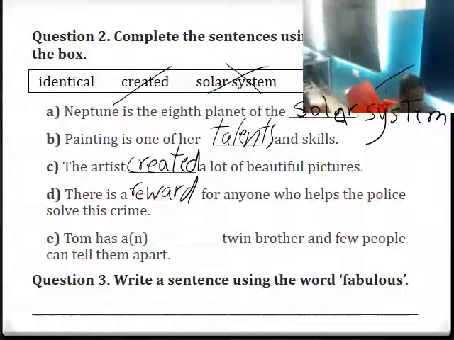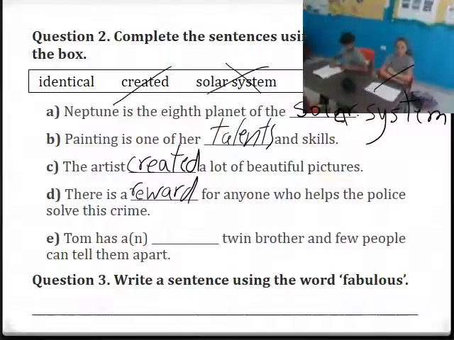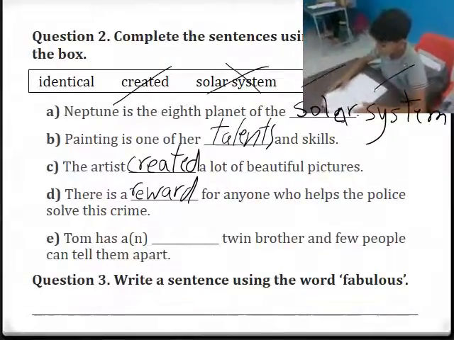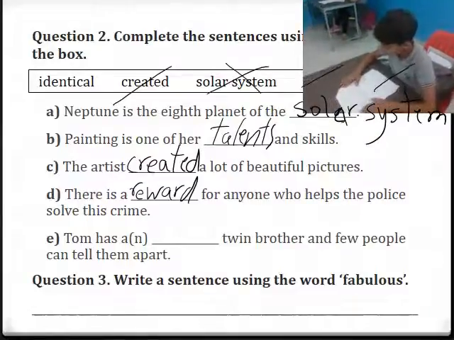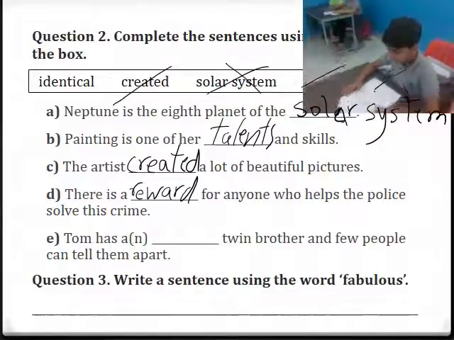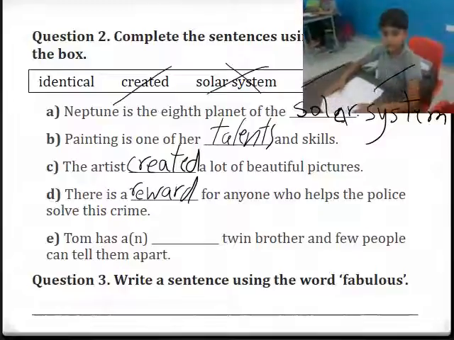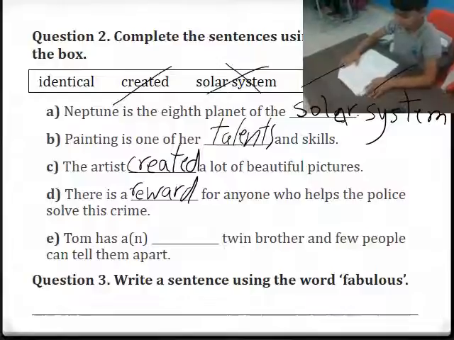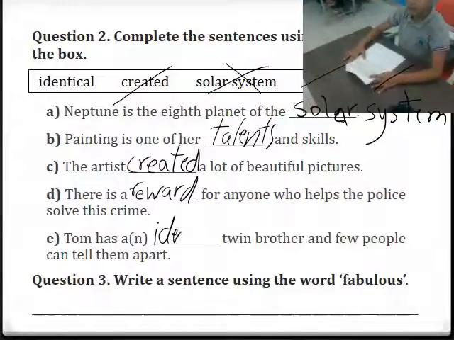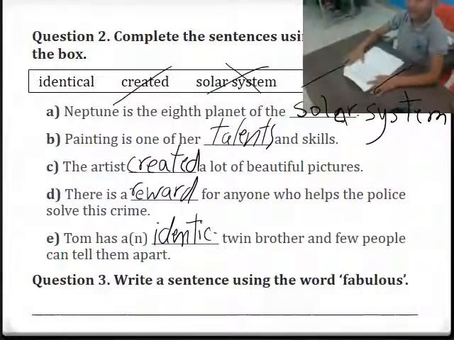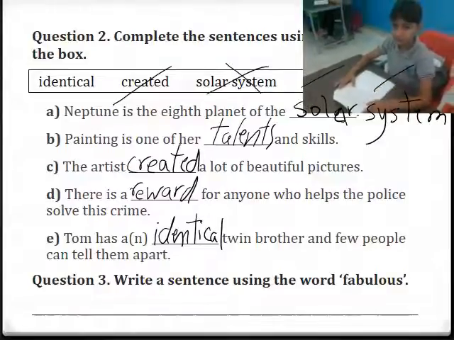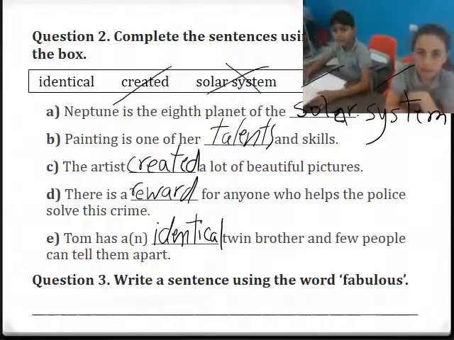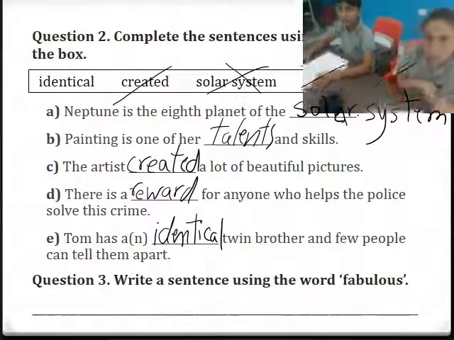Last one. Smile. Yes, read it. Tom has an identical twin brother and two people can tell them apart. Okay. What's the answer? Identical. What's the meaning of identical, Smile? When two things are identical, that means what? They are the same. They are exactly the same. Okay?